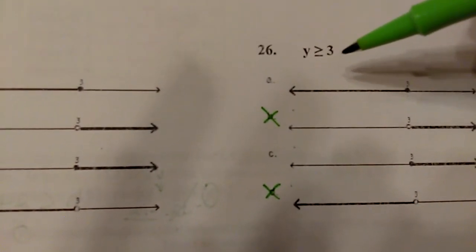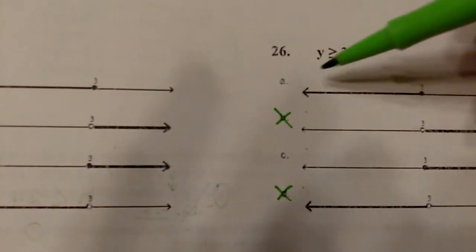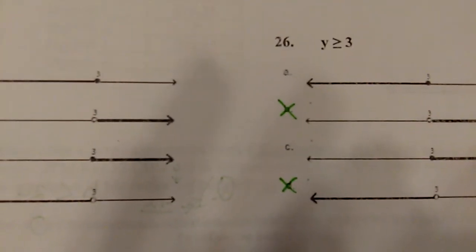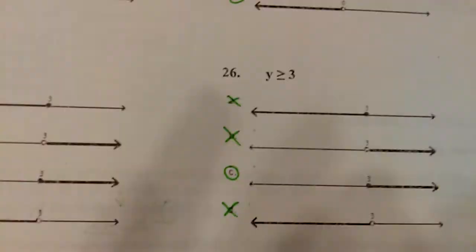And Y is greater than or equal to, so that's growth. So that means that of our remaining solutions of A and C, I have to look for which one is going to the right. And A is going to the left, so that's wrong. So my answer is C.